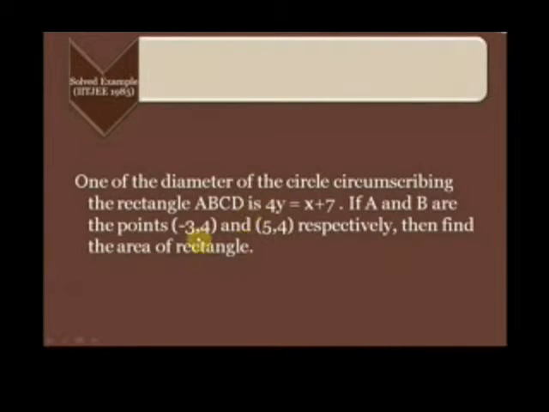Now in this problem it has been given that ABCD is a rectangle and we have been given the coordinates of point A and point B. One more condition given to us is the diameter of the circle circumscribing this rectangle, whose equation is 4y equal to x plus 7. Finally we have to find the area of the rectangle ABCD. Now how to do it? It's actually a very simple problem. Let's just go through the solution of it.